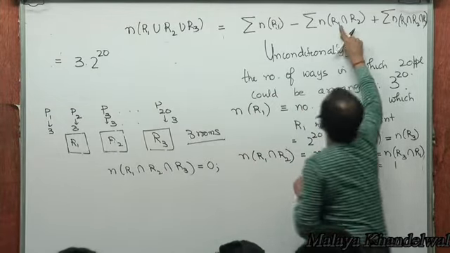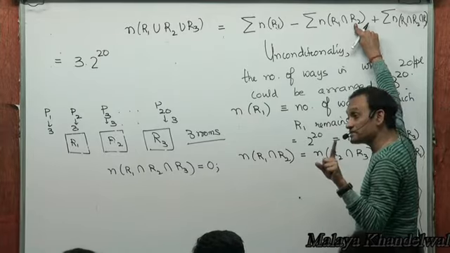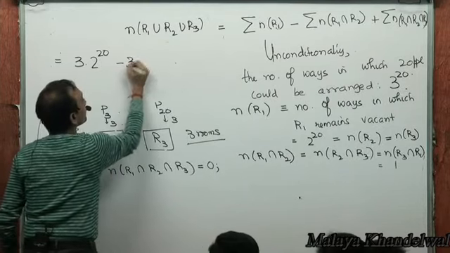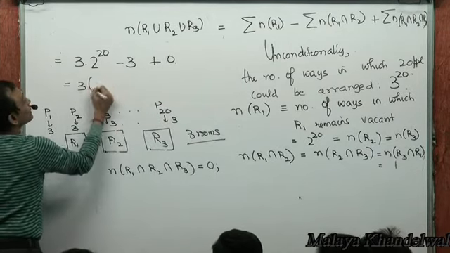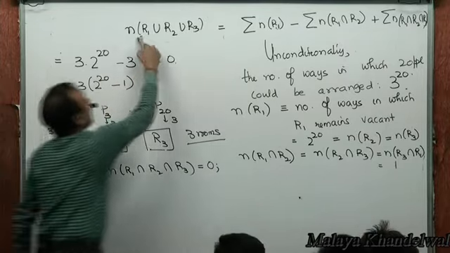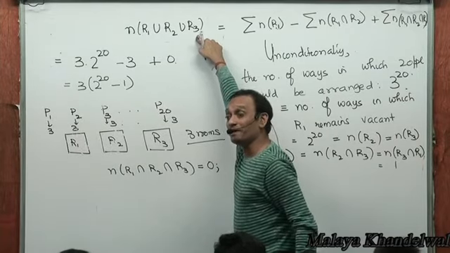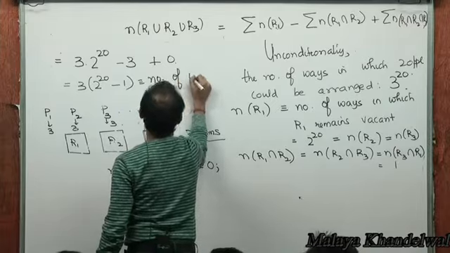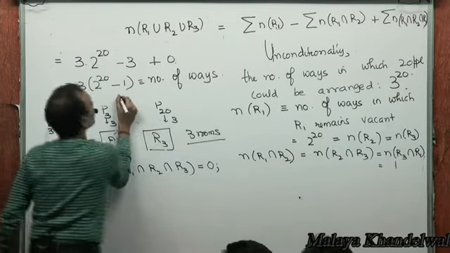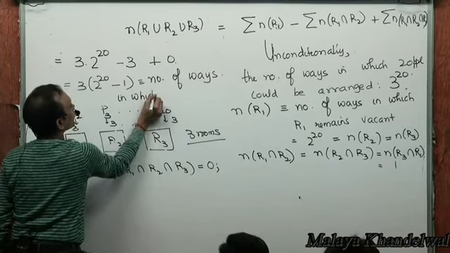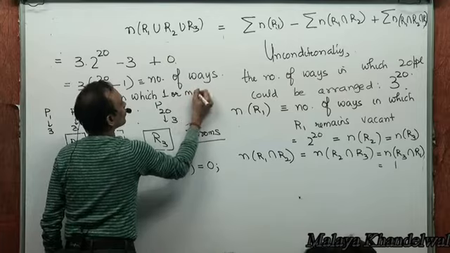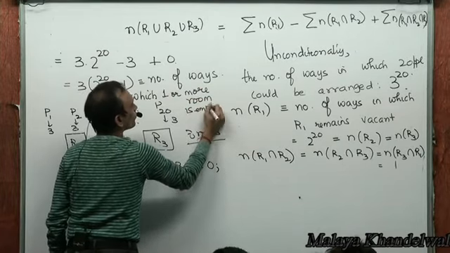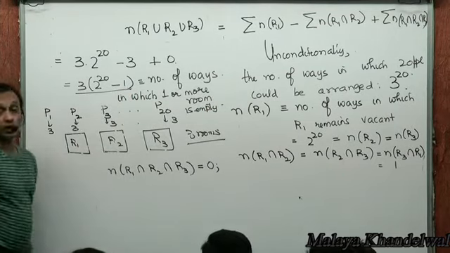Now, this is 1 and 2, 2 and 3, 3 and 1, 3 members in this summation. Each of them is equal to 1, so minus 3, plus 0. This will give me the number of ways in which one or more room is empty.